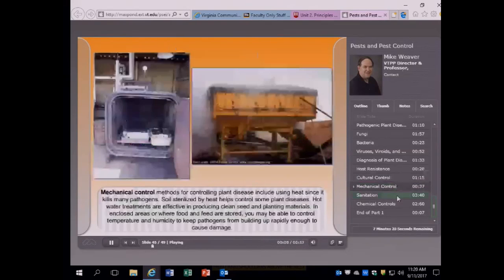Another type of control is mechanical control. Heat kills many pathogens. In greenhouses, soil sterilized by heat helps control some plant diseases. Hot water treatments are effective in producing clean seed and planting materials. Seed and vegetative propagation materials such as roots, bulbs, corms, and tubers may be treated before planting to control some fungal, bacterial, and viral diseases. In greenhouses and other enclosed growing areas, as well as in areas where food and feed are stored, you may be able to control temperature and humidity to keep pathogens from building up rapidly enough to cause disease.